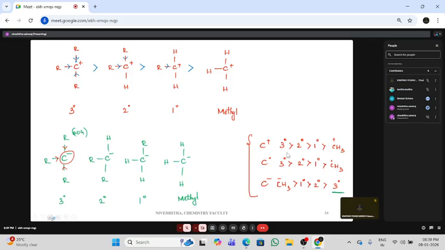Here we have only 2 R groups giving electrons towards it. We have only 2 disturbing groups here. Here we have 1 disturbing group. And in methyl, we have no disturbing group at all. Carbanion is unstable because of its electron-rich nature. But here we don't have extra electron donating groups as far as methyl carbanion is concerned. So it will be relatively happy. That is why methyl carbanion is more stable than primary. Primary is more stable than secondary. Secondary is more stable than tertiary.